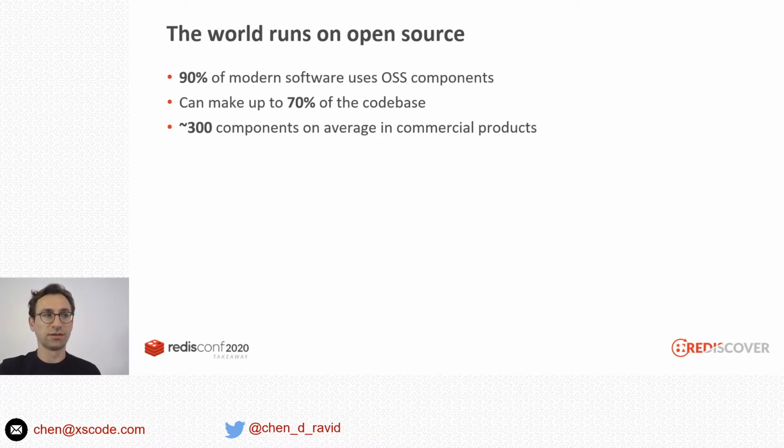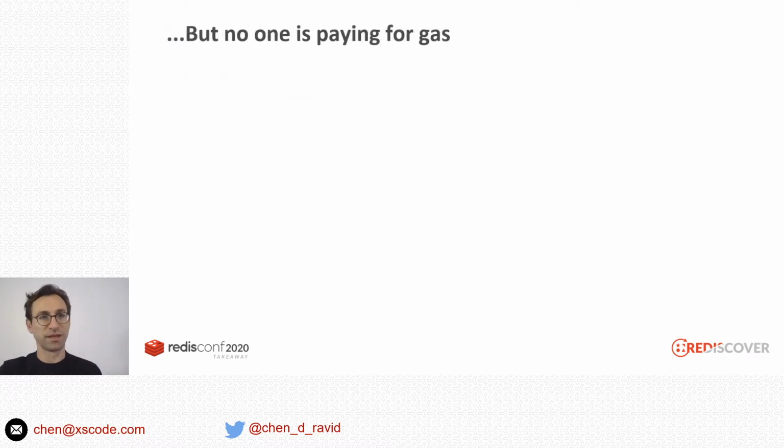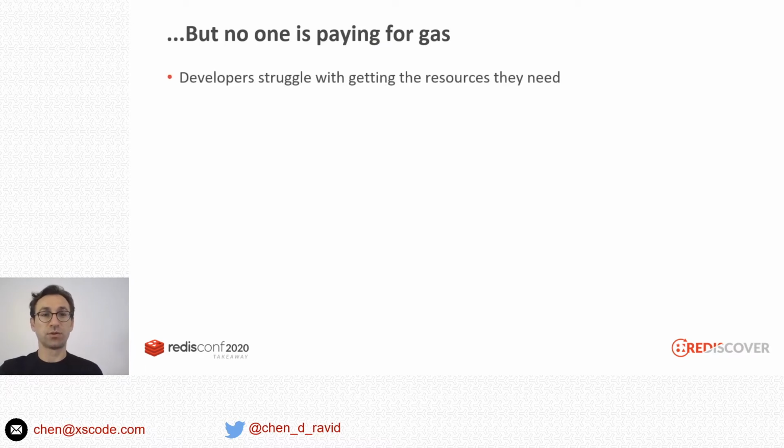So if the world does run on open source, nobody's paying for gas. And the developers who are creating the amazing software we are all using in our products struggle with getting the resources they need to keep developing their project. They work long hours after work and create great code that we all use for free, but when they need resources to keep developing, to make new features, to fix bugs, to generally make the code more awesome for all of us, they have a hard time doing that without any form of compensation.